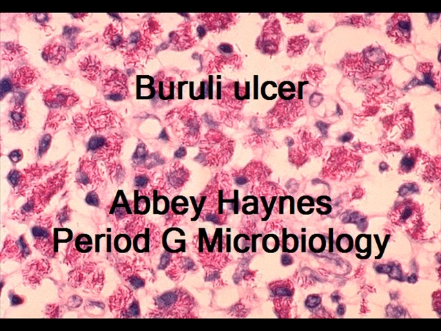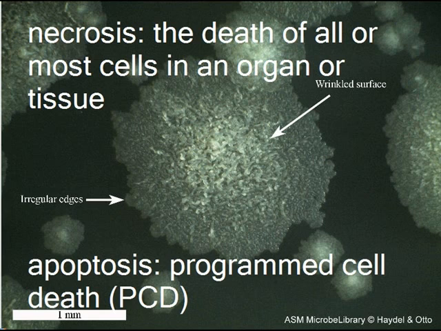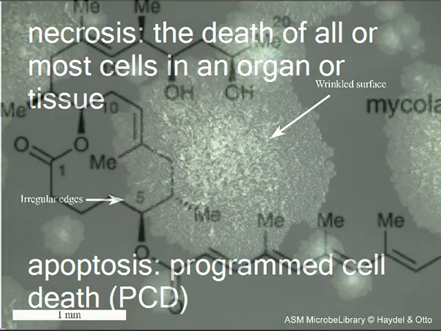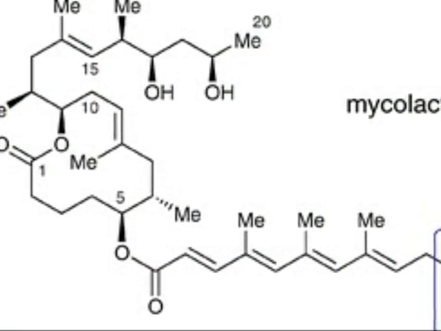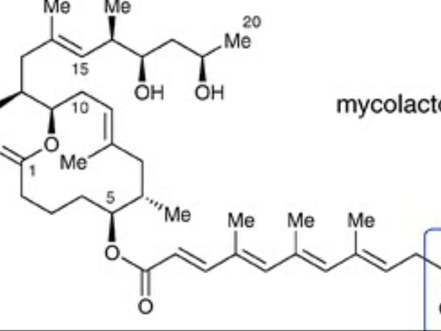Buruli ulcer is a serious disease which causes deterioration of the skin, muscle tissue, and even bone if left untreated. This necrotizing disease is caused by Mycobacterium ulcerans. The bacteria produces a toxin called mycolactone, which creates cellular apoptosis and immunosuppression. The toxin works by inducing necrosis of subcutaneous lipids, or fats, under the skin.